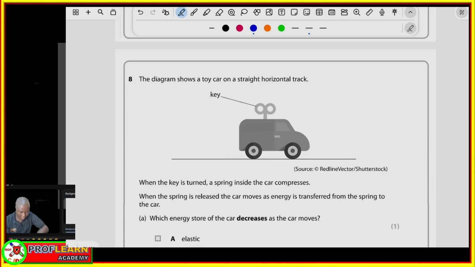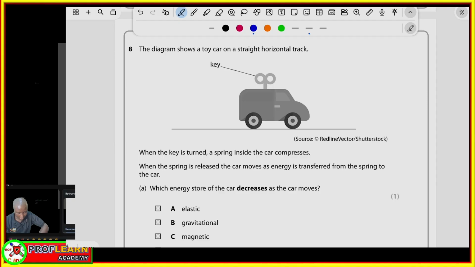Let's look at another question that was tested. The diagram shows a toy car moving along a straight track. When the key is turned, the spring inside the car compresses, because when you're turning the knob, the spring inside the car is going to compress.